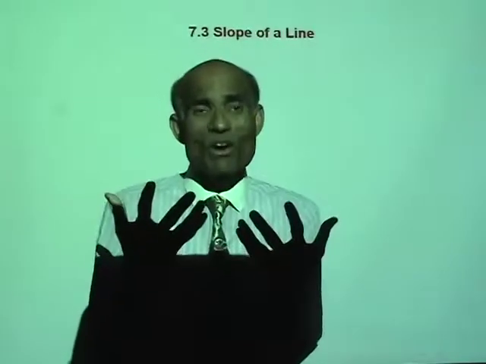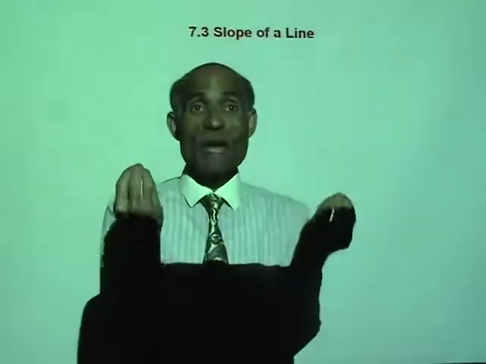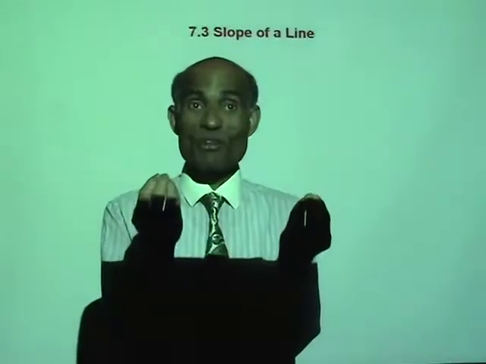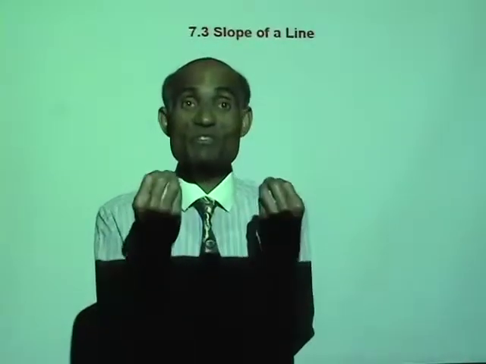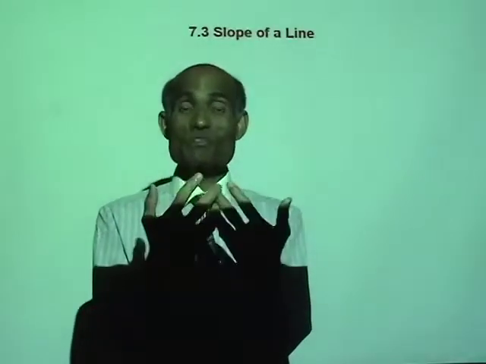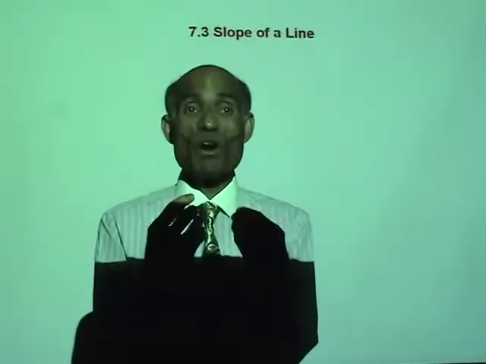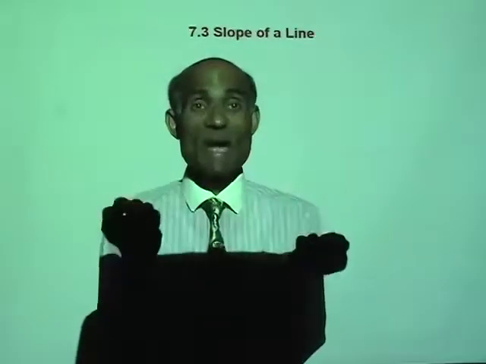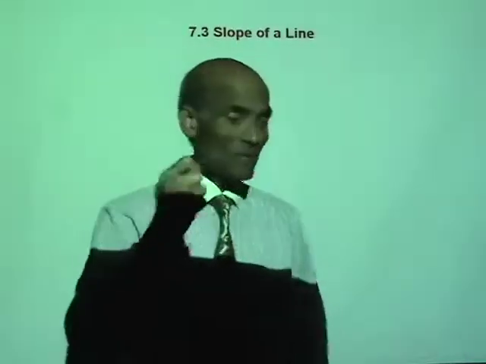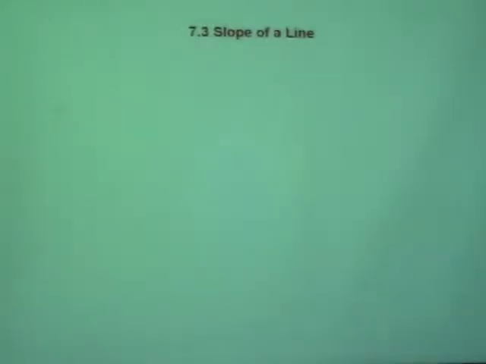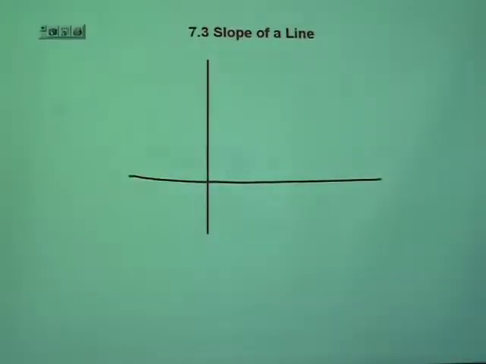Now, what is the meaning of slope of a graph? The graph of a linear equation is a straight line. What is the meaning of slope of that straight line graph? Let me see if I can give you some qualitative understanding of the slope. Now, you know your graph has an x-axis and a y-axis.